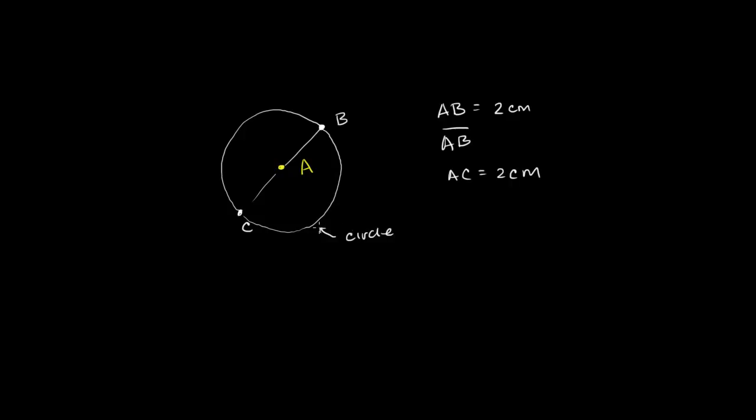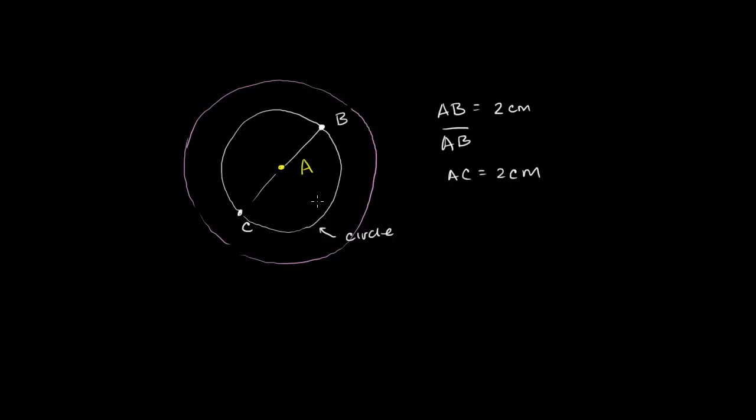But that is the formal definition: the set of all points that have a fixed distance from A, a given distance from A. If I said the set of all points that are 3 centimeters from A, it might look something like this. That would give us another circle. I think you get the general idea.